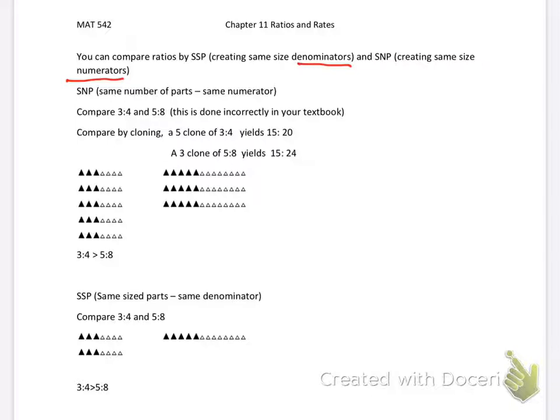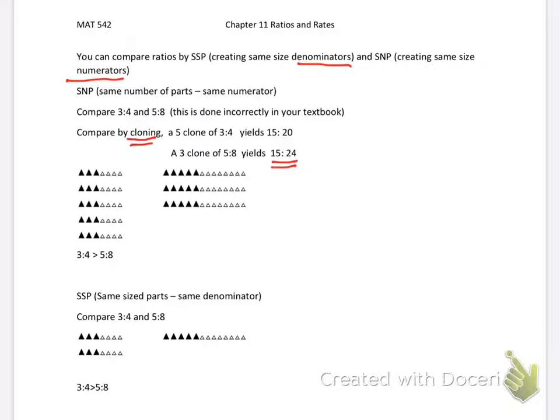Okay, so let's see how we're going to do that. Okay, if you're going to compare 3/4 to 5/8, this was done incorrectly in your textbook, so I'm going to do it correctly here. So you can compare by a process called cloning. A 5 clone of 3 to 4 yields 15 to 20. A 3 clone of 5 to 8 yields 15 to 24. So you can see that given that comparison, you are now able to have the same numerator, if you will, the same first term, and then you can compare it to the second term. If the second term is bigger, then that value is smaller. So therefore we can state that 3/4 is greater than 5/8.